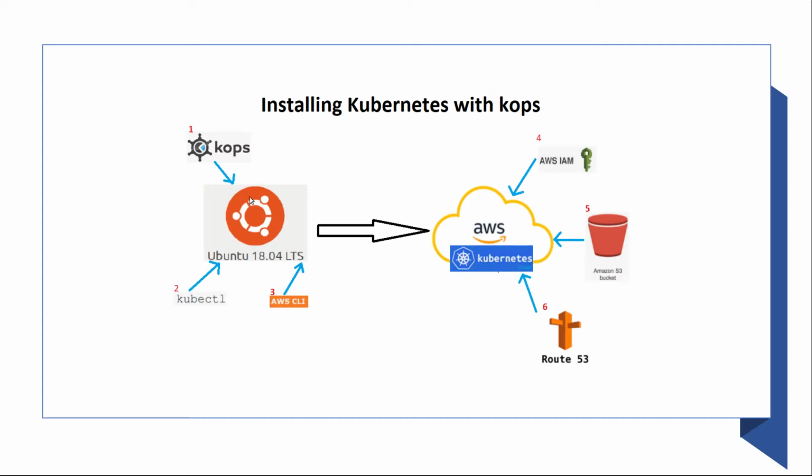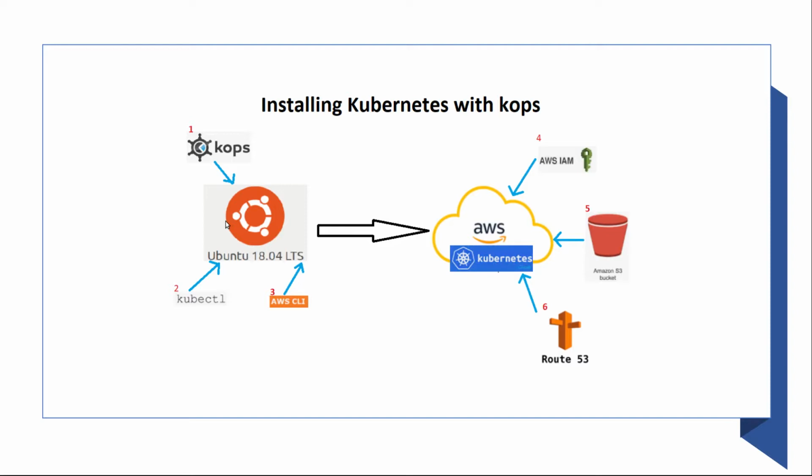Okay. I'm going to use Ubuntu. This Ubuntu is my laptop. Using my laptop, I am going to create a Kubernetes cluster in AWS. Before creating a Kubernetes cluster, there are three mandatory steps you need to take in your Linux environment.